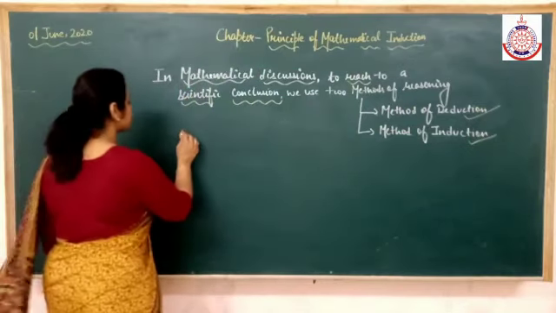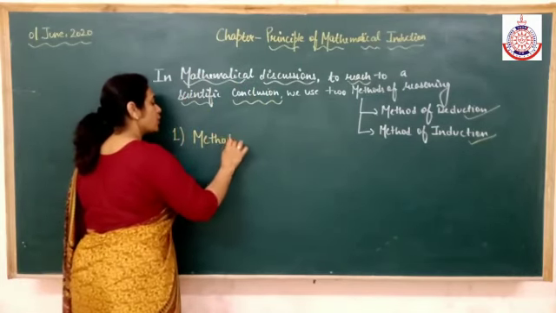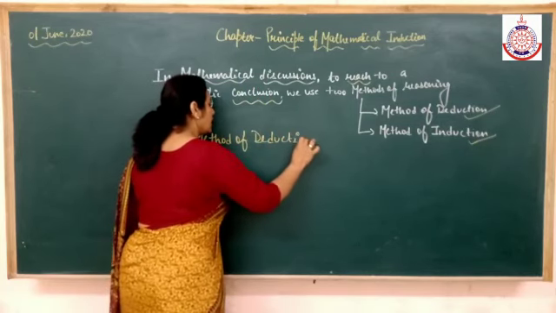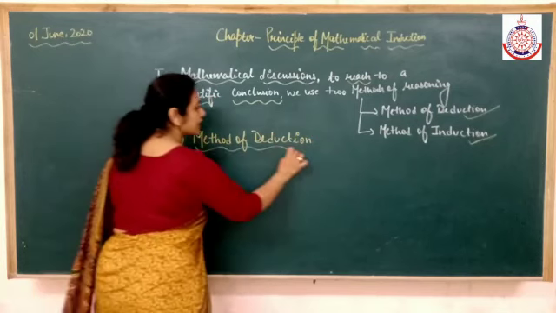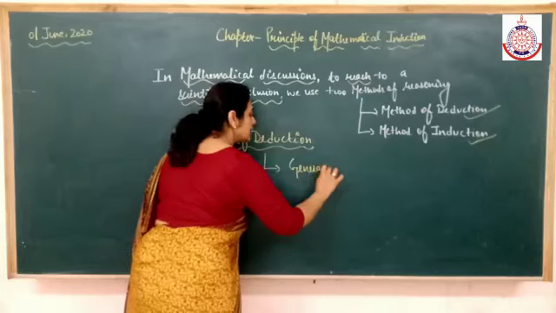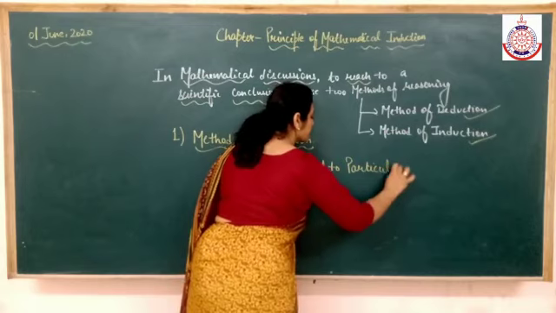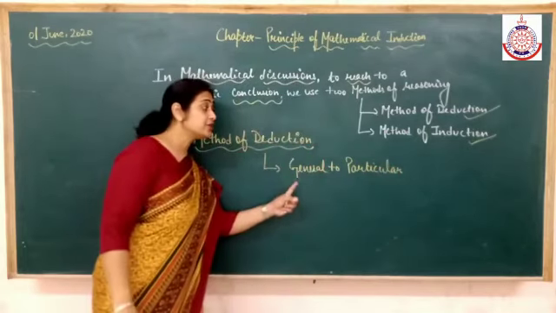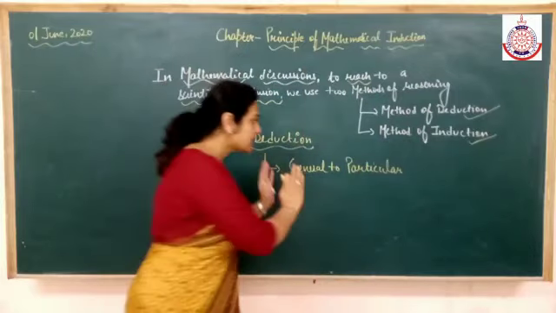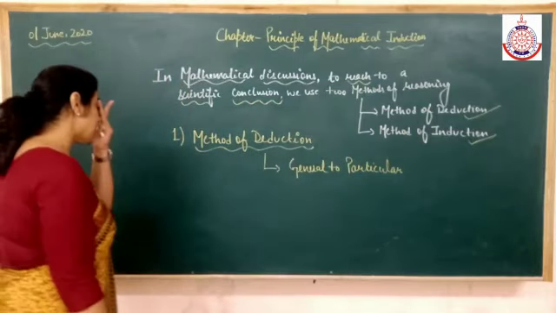If I talk about the first method, that is the method of deduction. In the method of deduction, we go from general to particular conclusion. We move from general to particular solution. It means it's a generalized thing, and from there we go to a particular solution or conclusion. For example, I'll give you an example.